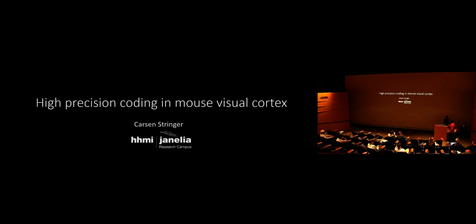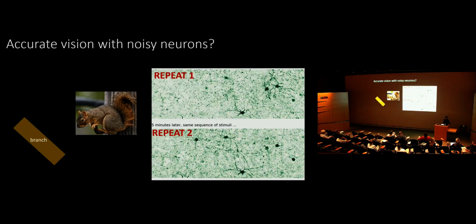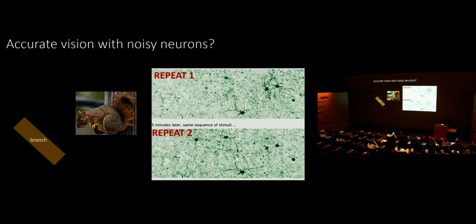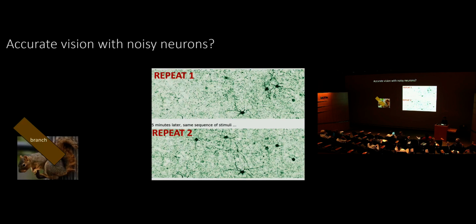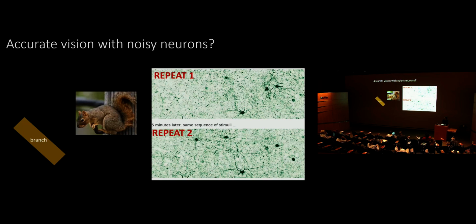Carson will talk to us about high precision coding in visual systems. Okay. So if you're an animal in the world, if you're a squirrel, a monkey, or us, you jump from branch to branch, and you're trying to figure out how to explore the world without falling and hurting yourself. And to do that, you need to have vision in order to not fall, basically. But there's a problem with the brain.